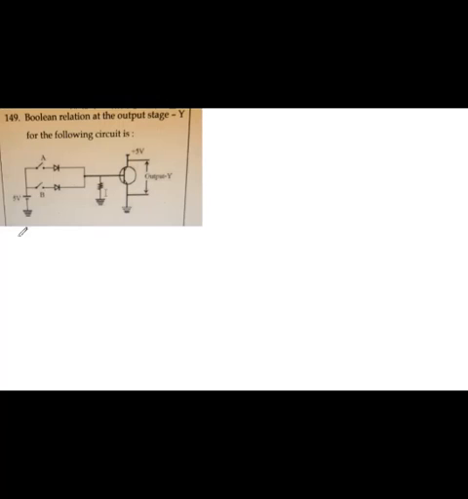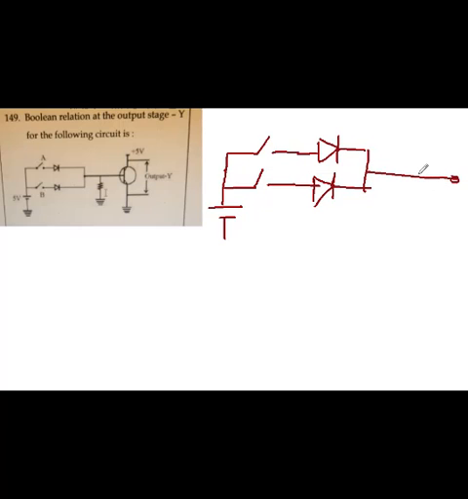Now let us discuss the input part of the circuit. In the input part, you can see there is a 5 volt battery, which is connected through switch A, then through switch B, to two diodes, and this side is given to the transistor. So this voltage or current, whatever is available here, I'll call it Y1.